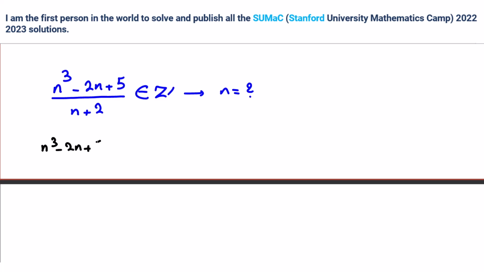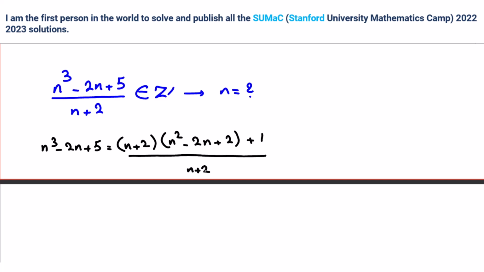Let's check. So n cubed minus 2n plus 5 is (n plus 2) times n squared, minus 2n squared, minus 2n, minus 4n, then plus 2, plus 1, right? If you did this, agree? Yeah. So the remainder is 1 over n plus 2. So what can we conclude? What divides what? For some n's it is an integer. For which n is it an integer? n plus 2 divides 1. Yes. Then what can we conclude?